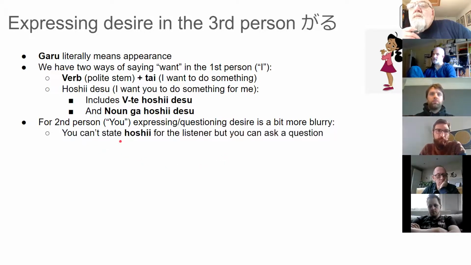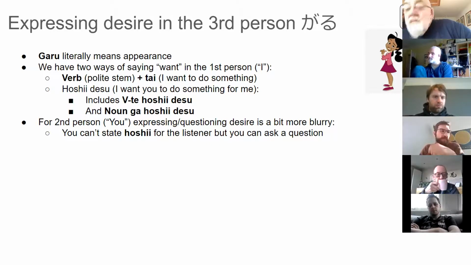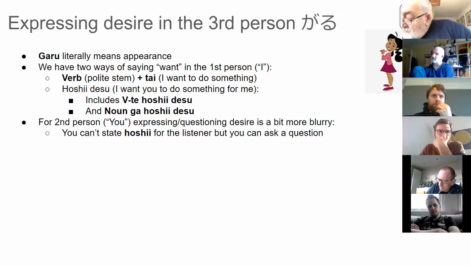So you can't state hoshi for the listener, but you can ask a question such as, "Saigo no donuts ga hoshi desu ka?" Would you like the last donut? You can do this for the listener. However, it's more polite to invite them rather than interrogate them as to their intentions.